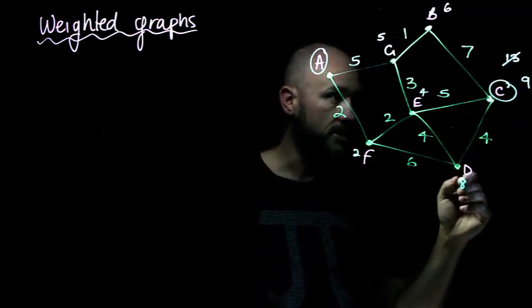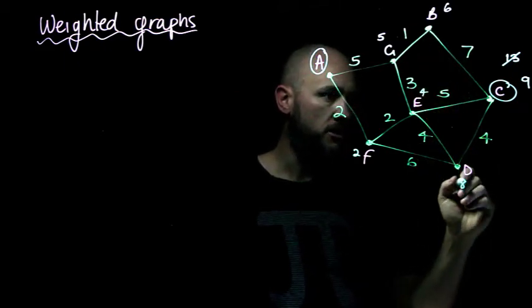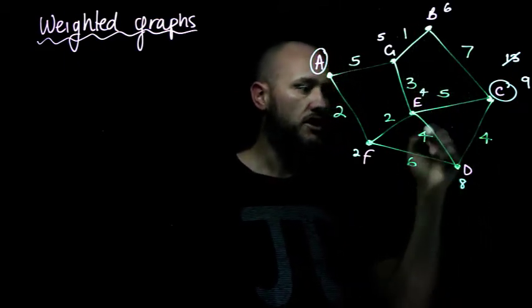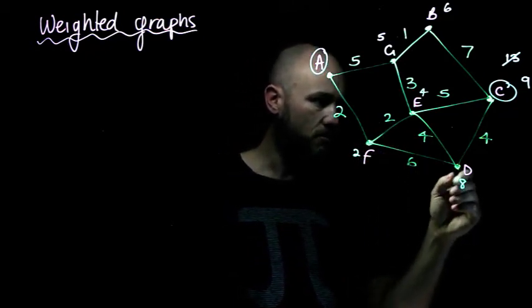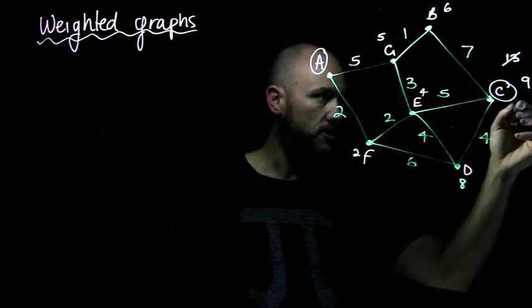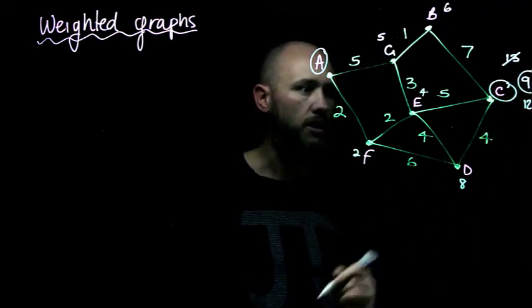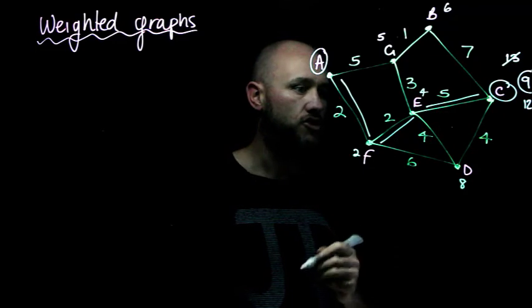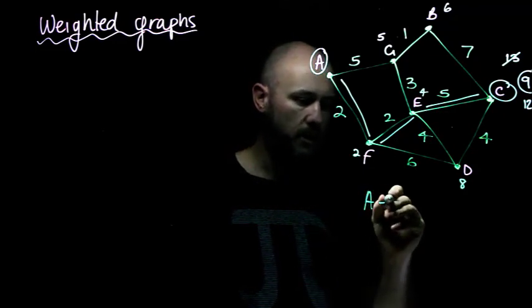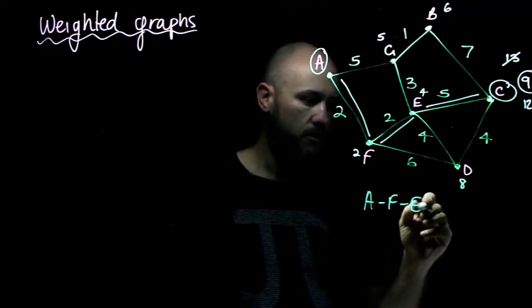There are other options. I could go via D as well. Remember, C is connected to B, E and D, so I'm looking for the cheapest ways to get to B, E and D. D looks like 8. I don't think I could beat 8. And if I travel along this 4, I get 12. So 9 is a winner. And the shortest path is A, F, E, C. And we write that down as A, F, E, C.